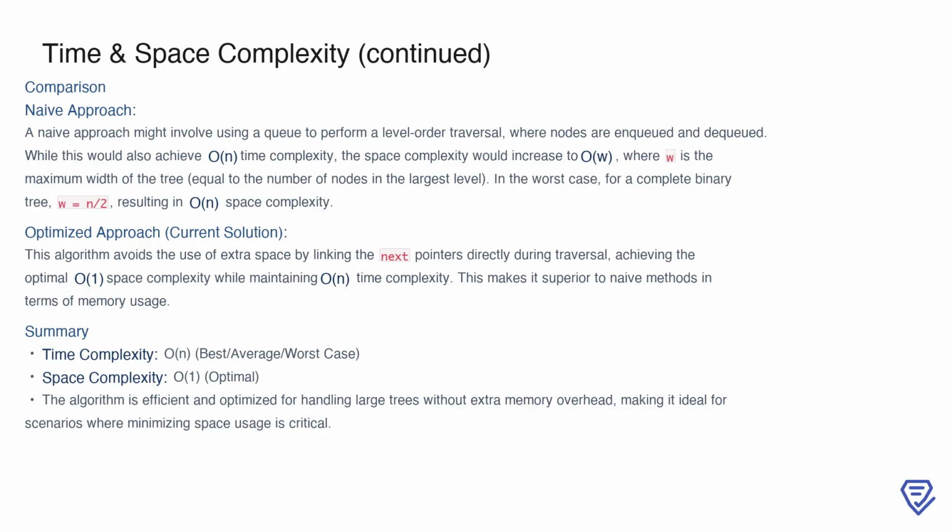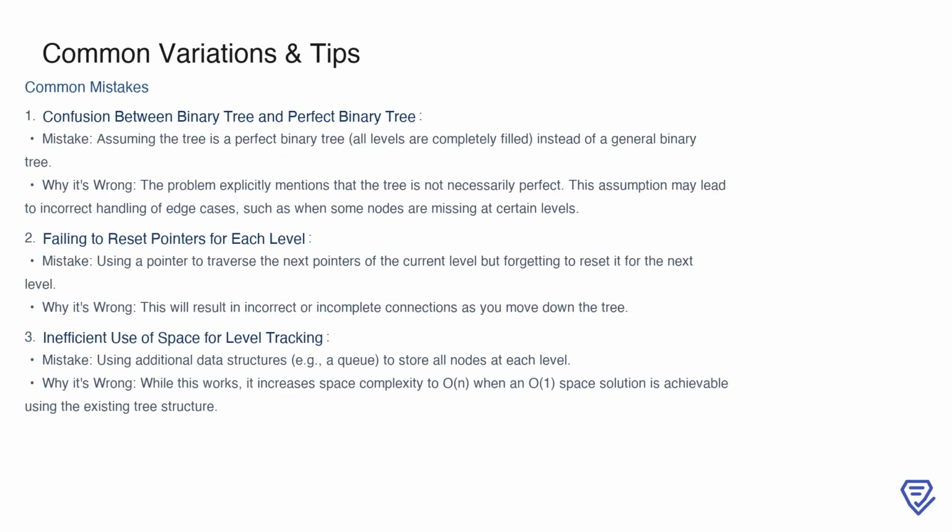In contrast, the current solution eliminates the need for such additional storage by directly linking the next pointers during traversal. This allows it to achieve the optimal O(1) space complexity while maintaining O(n) time complexity. The efficiency of this approach, particularly in terms of memory usage, makes it well suited for processing large trees where conserving space is crucial. When solving this problem, there are a few common mistakes to watch out for.